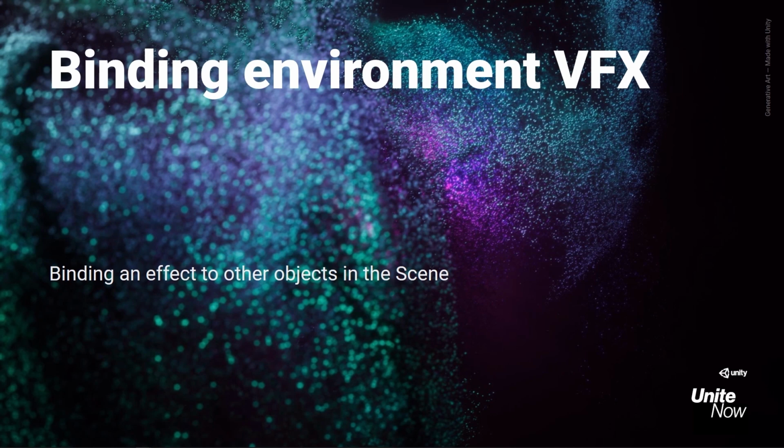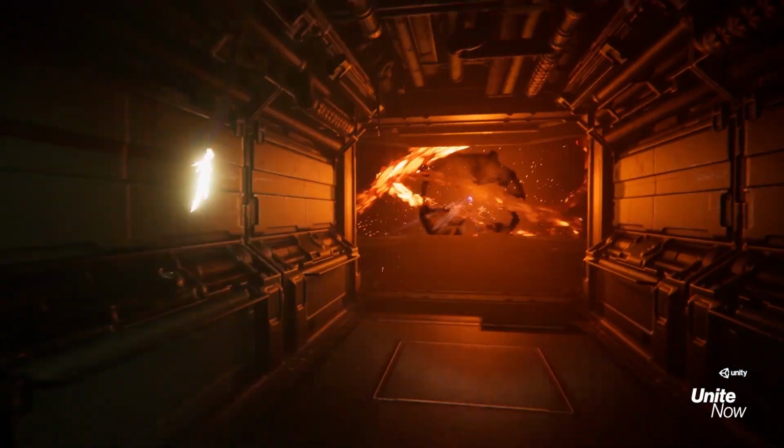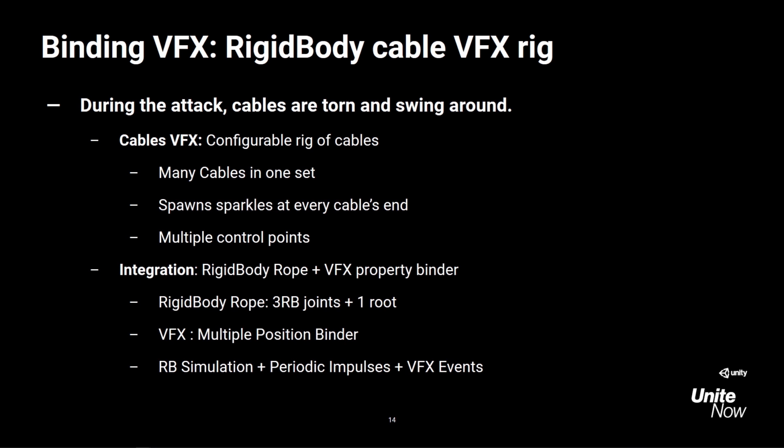Another benefit of using VFX Graph is you can easily create bindings between your scene elements and your visual effects. During the attack sequence, there are many electric cables being torn, swinging around, and releasing bursts of sparkles. These cables are made 100% using VFX Graph and benefit from the rigid body physics to animate. The setup in the scene is comprised of a cable VFX rig composed of all the cables and the sparkles effect. This effect is integrated into the scene by attaching a rigid body setup and a script that triggers both the animation and the sparkles.